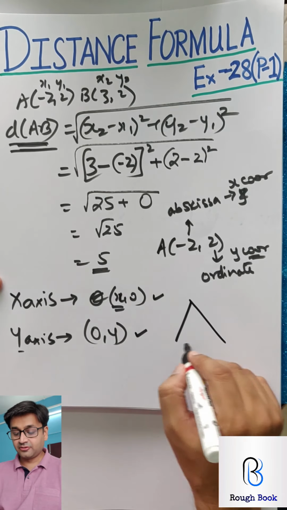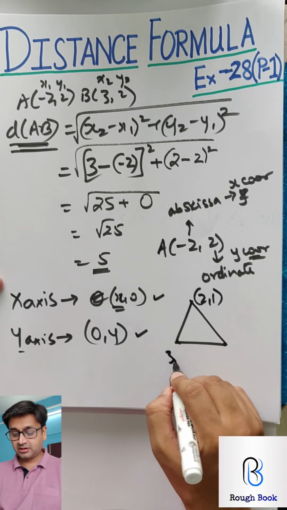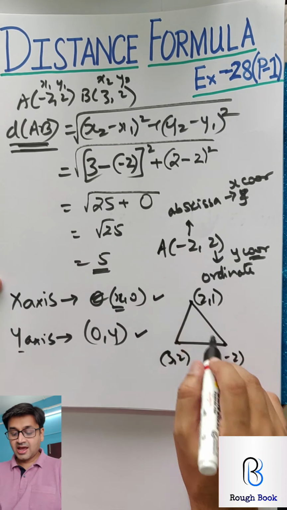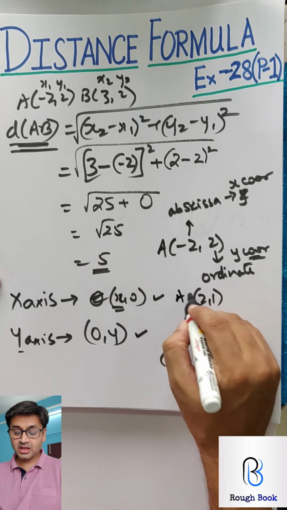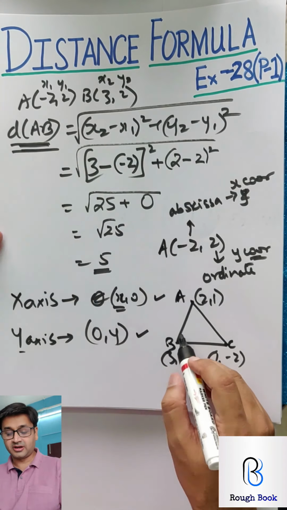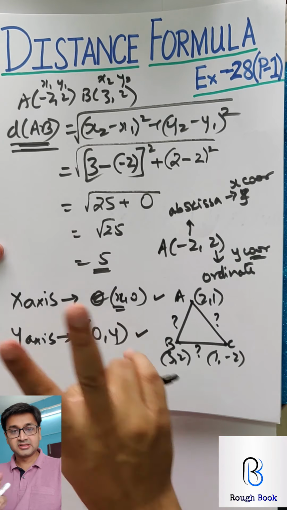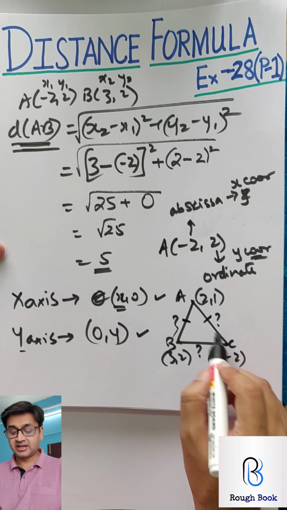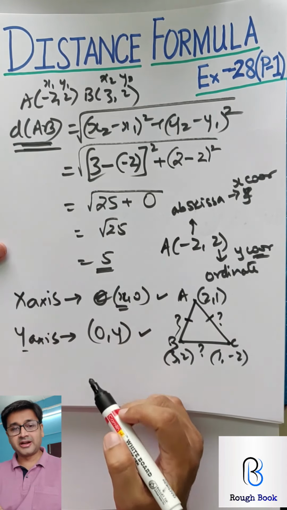For example, if they give you a triangle and 3 coordinates of the triangle, (2, 1), (3, 2) and (1, -2). These are random points I have taken, and they say prove that this is an isosceles triangle. How will you prove that? Obviously you will take the distance AB, use the distance formula, find the distance, find the distance AC, find the distance BC. If two sides are equal, automatically you will say since two sides are equal, it is an isosceles triangle. Are you getting it? That's how you're going to apply the distance formula.